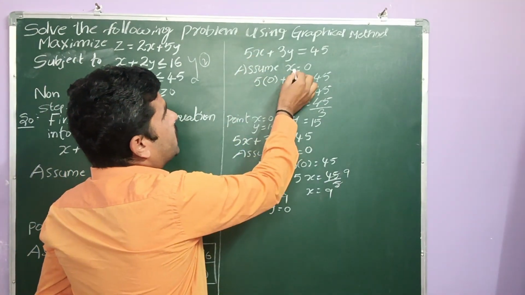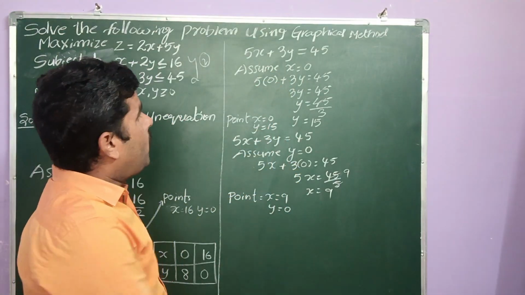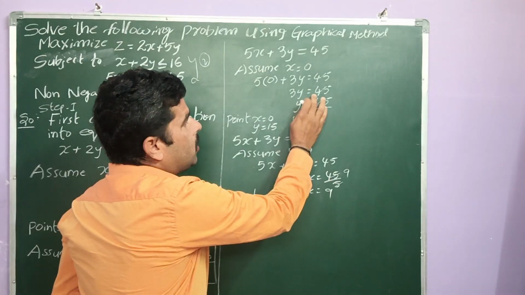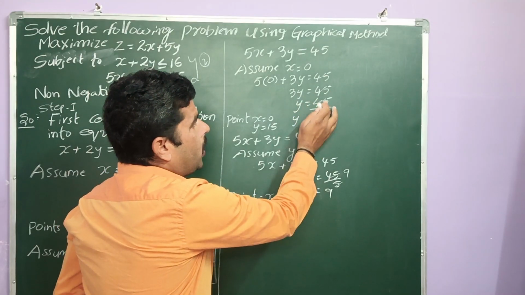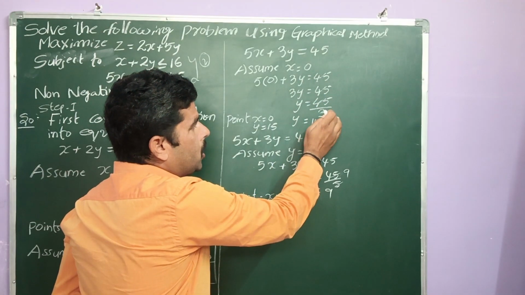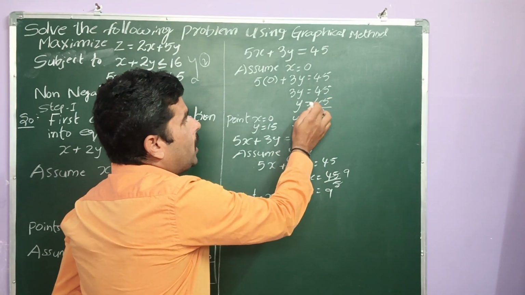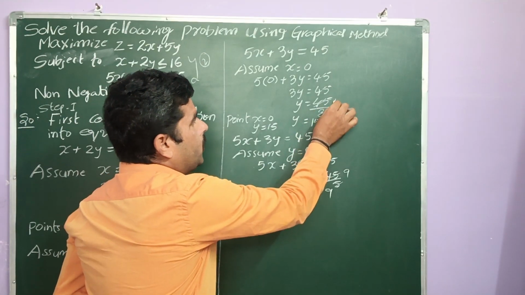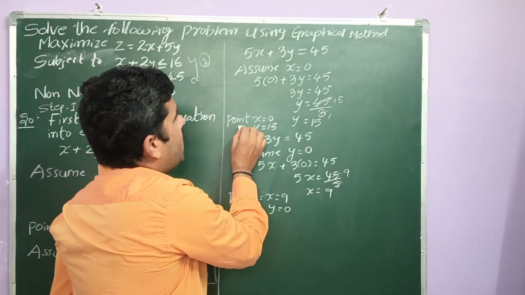Okay, so assume x is equal to 0. 5 into 0, 0 plus 3y is equal to 45. 3y is equal to 45. y is equal to 45 by 3. See, this number moves to this side and becomes the denominator. The 45 is the numerator. y is equal to 45 by 3. 3 ones are 3, then 3 fifteens are 45. Okay, so the points are here.